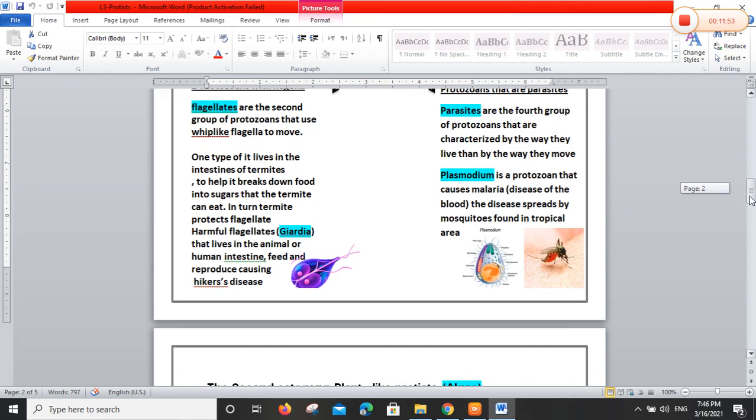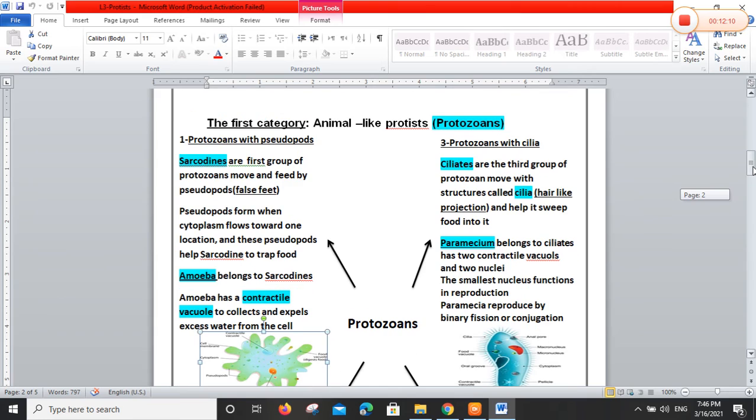Look at Giardia with two nuclei. We mentioned that all protists are characterized by a nucleus, yes, eukaryotes. Giardia has two nuclei. The third group, or third way protozoans move, is with cilia.